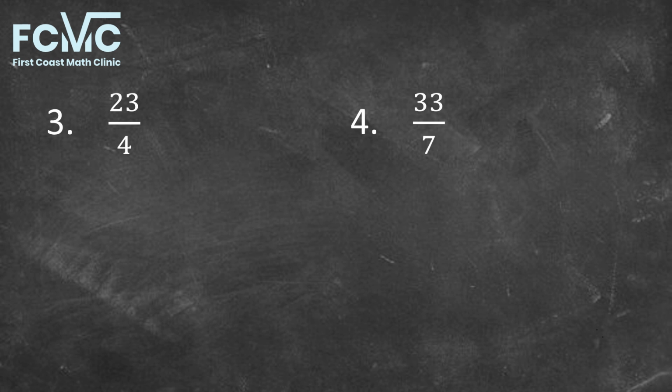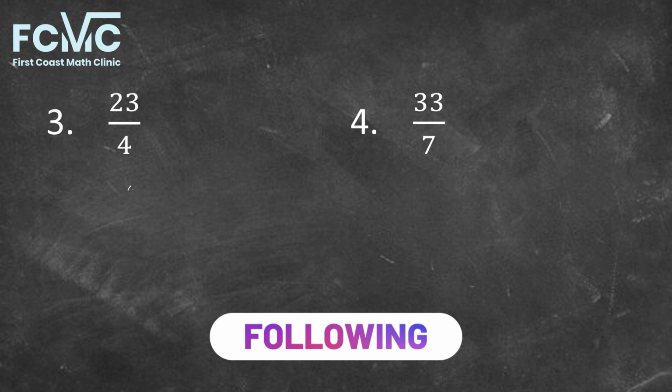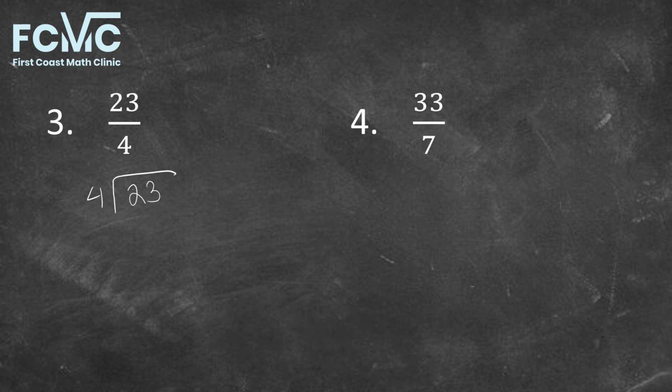Numbers 3 and 4, we're converting improper fractions to mixed numbers, so we have to do some division. So let's divide our numerator by our denominator. 4 goes into 23 5 whole times. So we get 20, subtract, we have 3 left over. Can't do any more division without getting a decimal, so we're going to keep 3 as our numerator, and that 4 becomes our denominator. So our answer here, our mixed number, is going to be 5 and 3/4. And then number 4, 33 over 7.